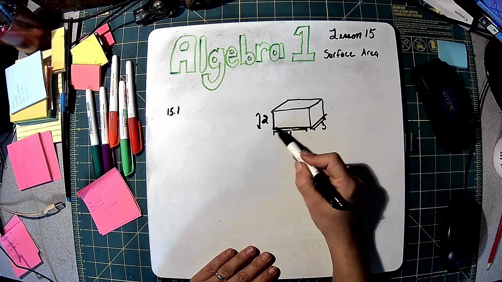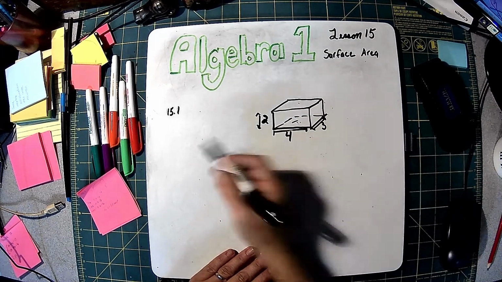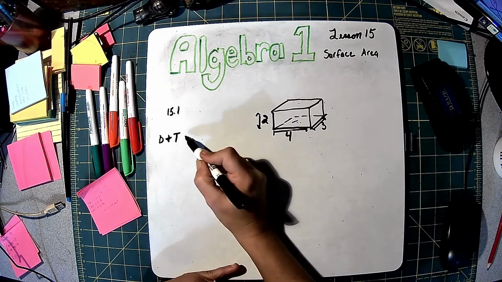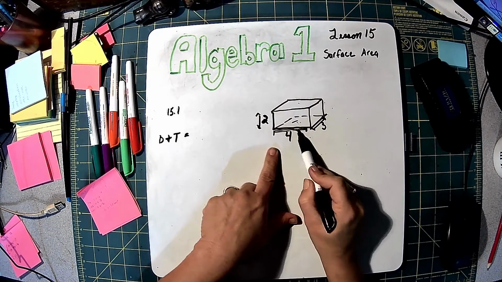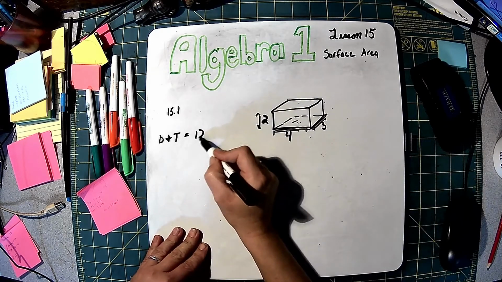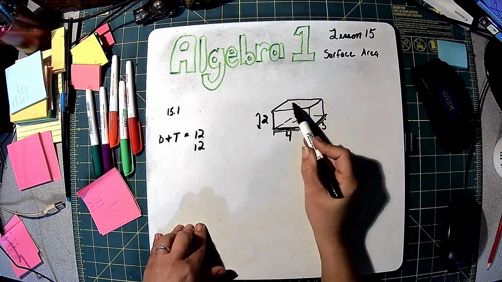We have a bottom. If we looked in there, we could see the bottom and a top. Those are going to both be the same. So bottom and top. Their measure is going to be 4 by 3. So 3 times 4 is 12. And we're going to need that twice. Once for the bottom and once for the top. Okay, so now we got our top and our bottom.